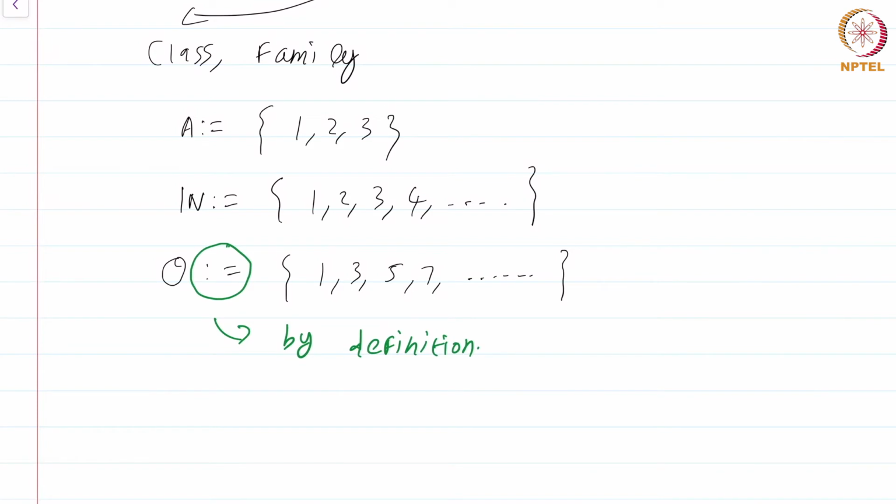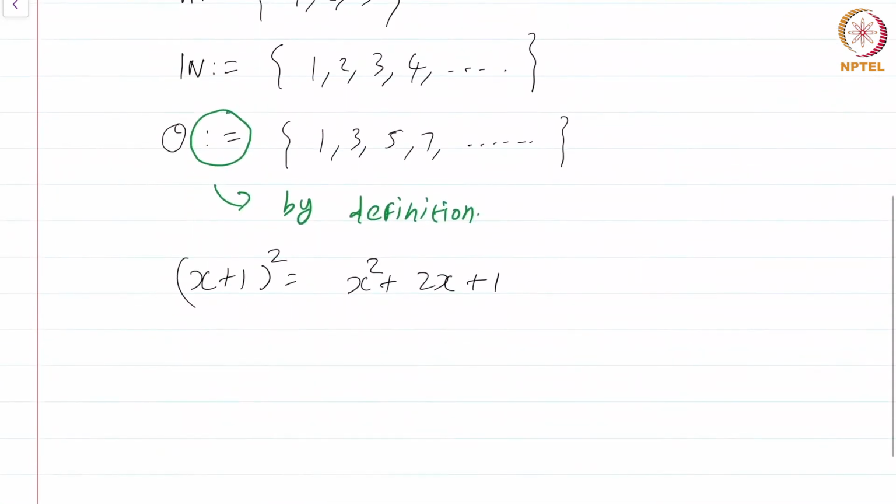When I write something like x plus 1 the whole squared is equal to x squared plus 2x plus 1, what I actually mean to say is that the left hand side and the right hand side are logically the same. They are not just different quantities that happen to be equal. They are identical quantities written in different ways. So whenever I use equality, I mean logical identity. The object on the left hand side and the object on the right hand side are exactly the same.